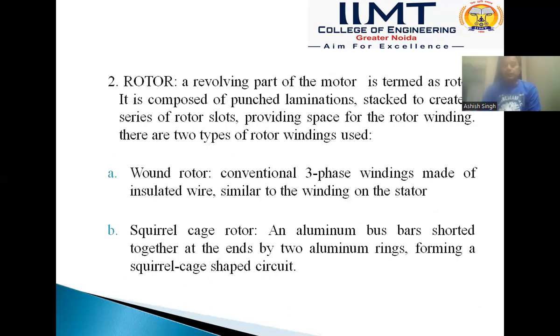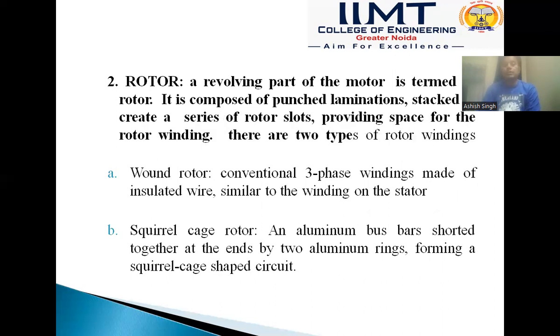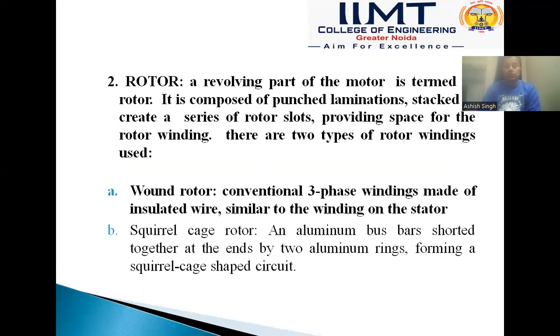And the second part of the three-phase induction motor is rotor. So when we are talking about the rotor, what is rotor? Rotor is the revolving part of the motor. It is composed of punched lamination stacked to create a series of rotor slots, providing space for the rotor winding. There are two types of rotor winding mainly used in three-phase induction motor. The first type of rotor used is called wound rotor.